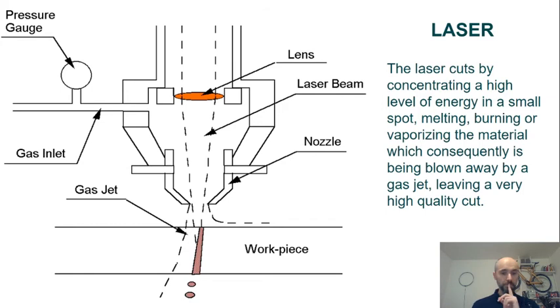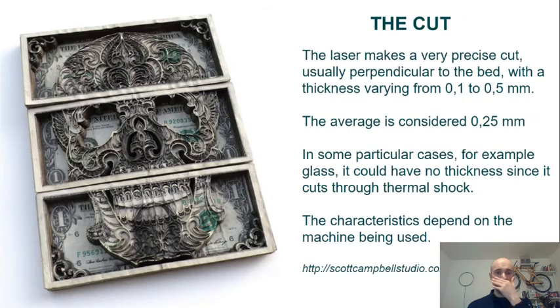Now, there is another important thing about the fact that you have a lens here, and that means the laser must be at the proper distance from the piece to get a good cut. We will get to this in the tutorial parts. So let's just move on at the moment.